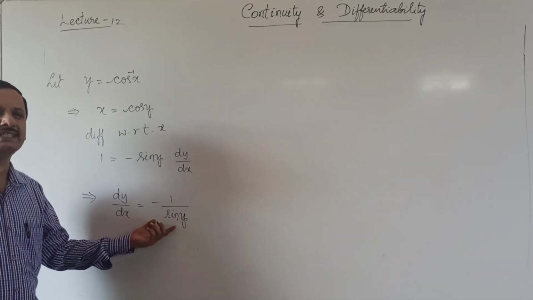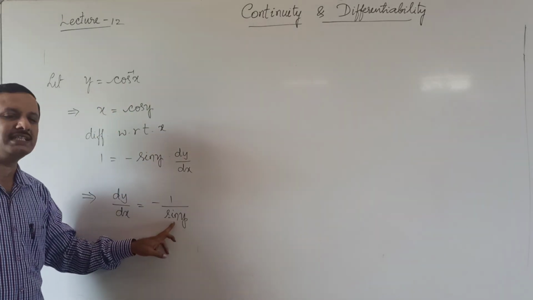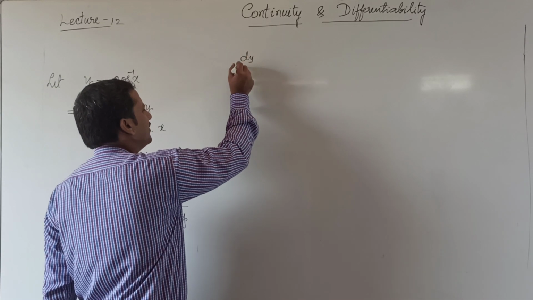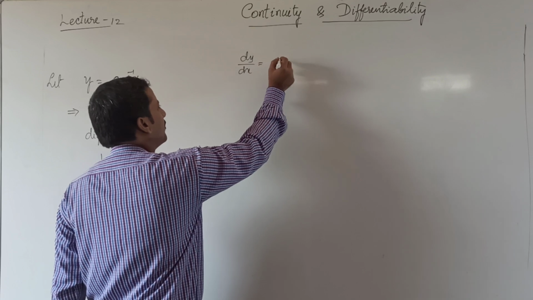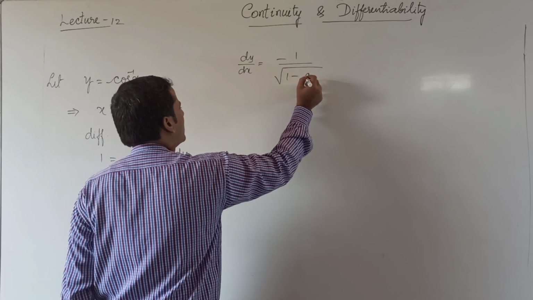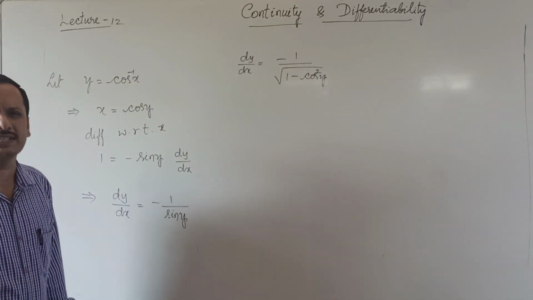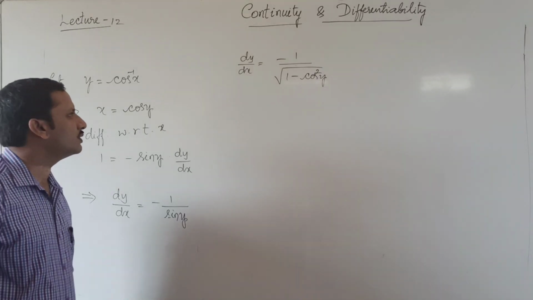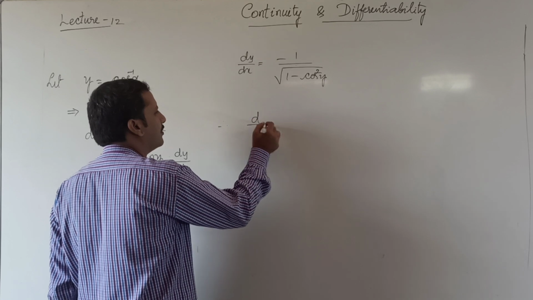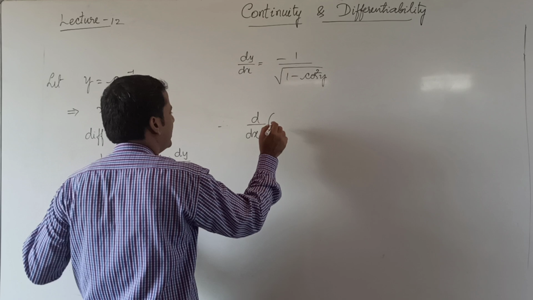Now I want to express this in terms of x. Say x is equal to cos y. We shall write sin y in terms of cos y. So dy by dx is equal to minus 1 by sin y. I can write it as square root of 1 minus cos square y. 1 minus cos square y is sin square y, root of that is sin y. So we have dy by dx is equal to minus 1 by root of 1 minus cos square y. So I can write dy by dx of y. What is y? Cos inverse x.